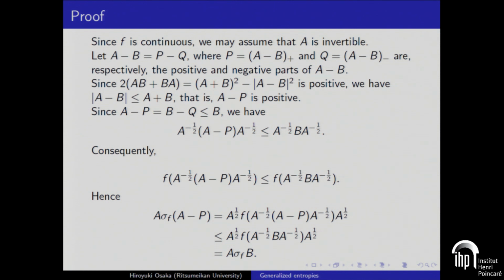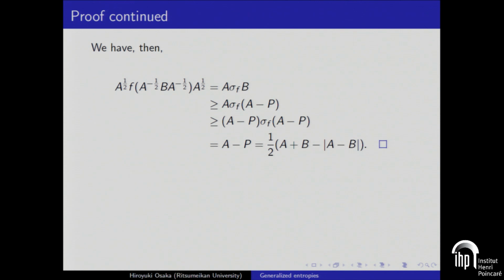Then finally, A sigma f of B, this is a definition, is less than or equal to this one, bigger than or equal to this one, and A minus B is less than A. That's why this inequality holds. Fortunately, if both operators are the same, at that time this one is equal to A minus P. This is the target. So that's why we get the proof. So very simple.